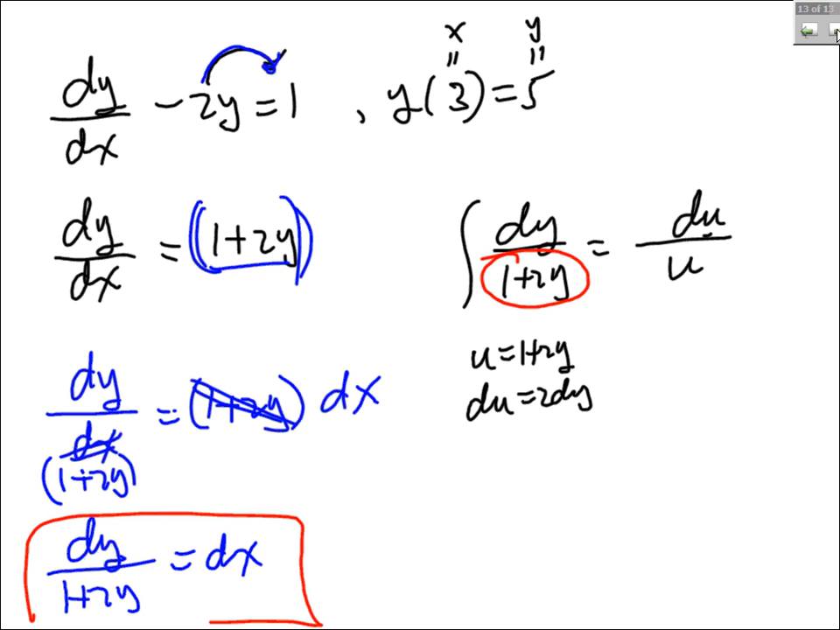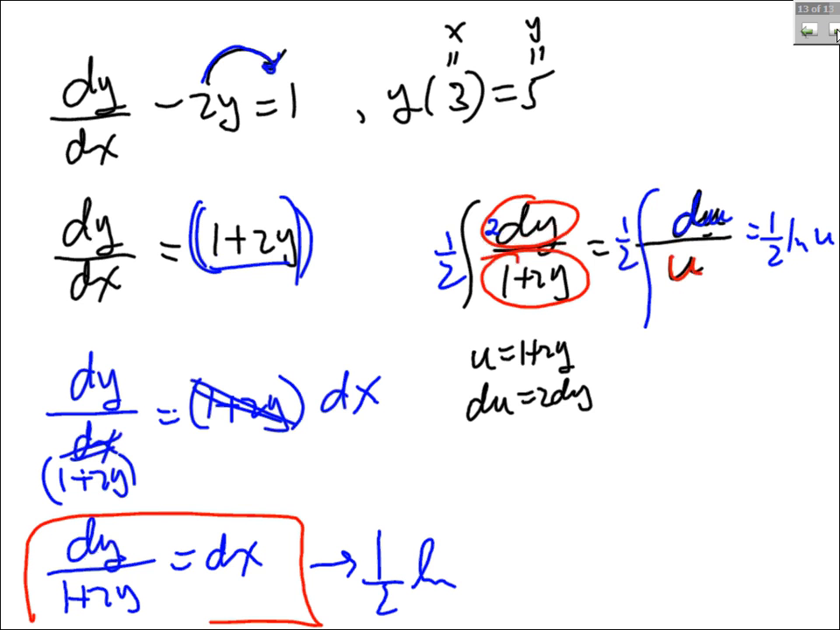This piece, every piece has to be accounted for. That piece is u. This piece is, oh, I don't know. But I do know if I had a 2 there, then yes, it's du. But if you put in a 2, you have to bring out a half. So now I get 1/2 ln of u. So the left side is 1/2 ln of u, where u is 1 plus 2y. And the right side, some integrating. The integral dx is x plus c.